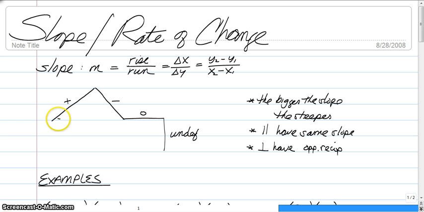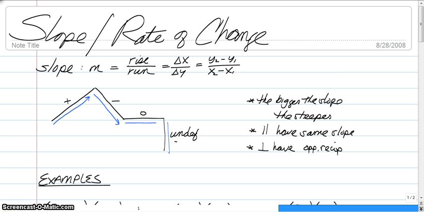Positive slope goes up as you read from left to right. A negative slope goes down as you read from left to right. A slope of 0 is a horizontal line. It's neither rising nor falling. And undefined is a vertical line because there is no change in x.